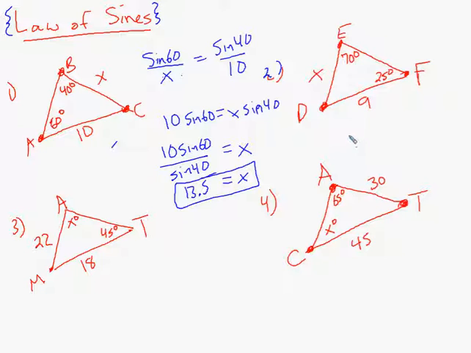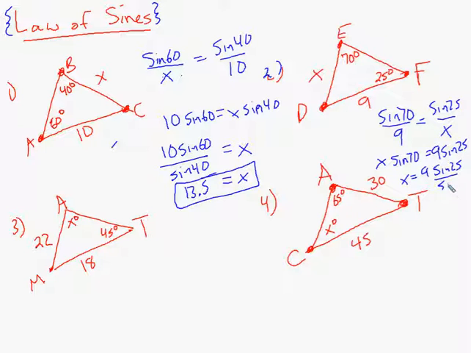Okay, number 2. Set it up, Josh. Sine 70 over 9 equals sine 25 over x. Cross multiply or clear, whichever. In either case, we get this. And now what? Divide by sine 70. Yep. So x equals exactly 9 sine 25 divided by sine 70.